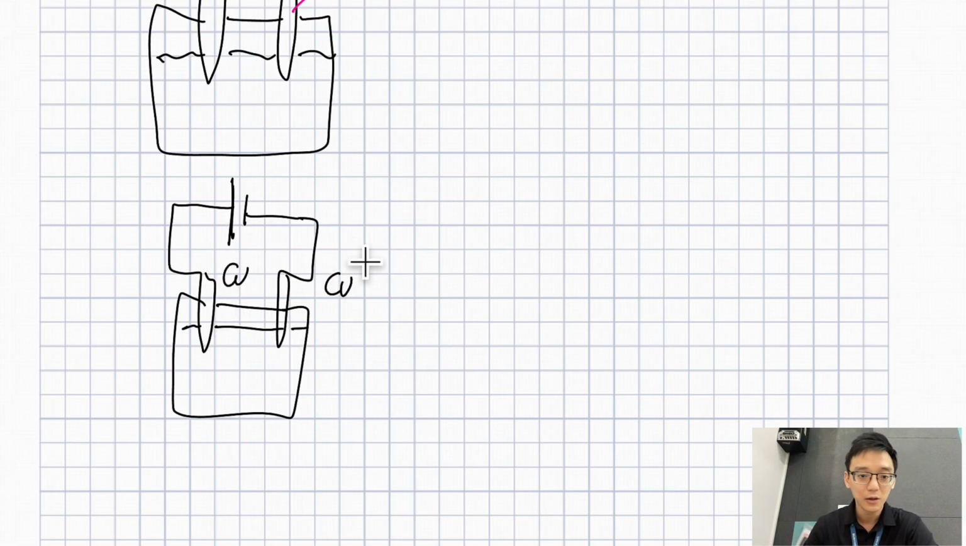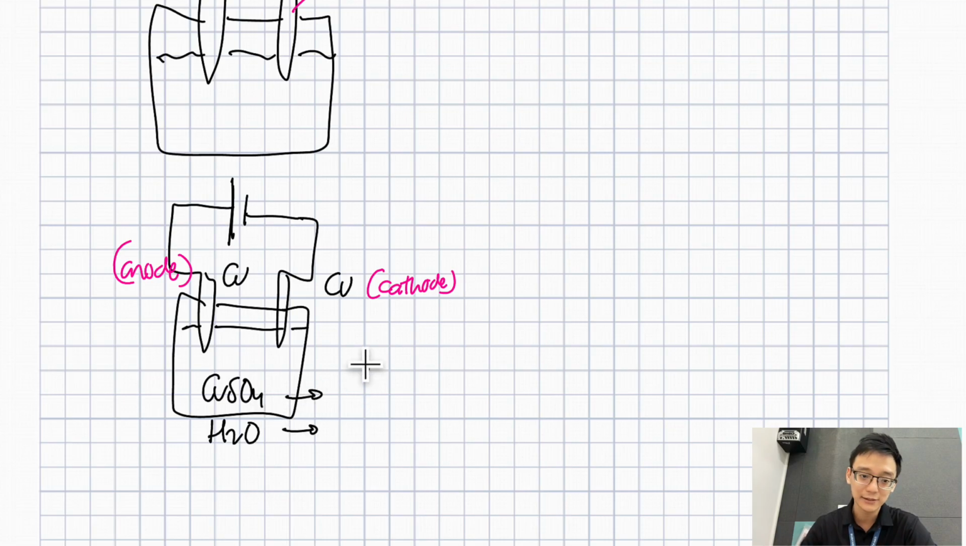So the solution, let's say that it is CuSO4, copper sulfate. So what will happen? One of the copper electrodes will be the cathode, and one of the electrodes will be the anode. Now it is actually a solution, so water also exists. So now we need to separate both electrolytes, Cu2+, SO4 2-, and also water.